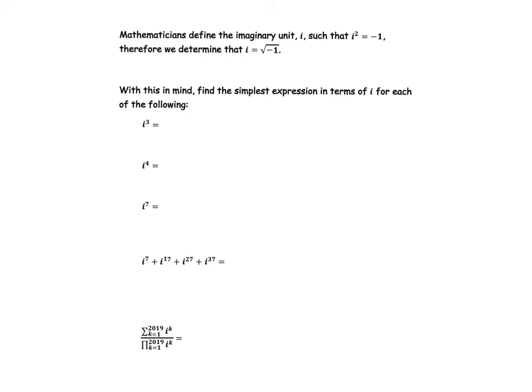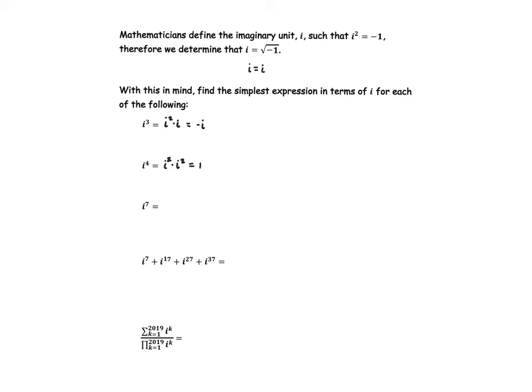So with this in mind, find the simplest expression in terms of i for each of the following. Feel free to pause the video and come back and walk through these. So i cubed, when I use powers and exponents, I could rewrite i cubed as i squared times i. And i squared is -1, therefore i cubed could be written as -i. i to the 4th can be rewritten as i squared times i squared, which would be -1 times -1, which is 1.